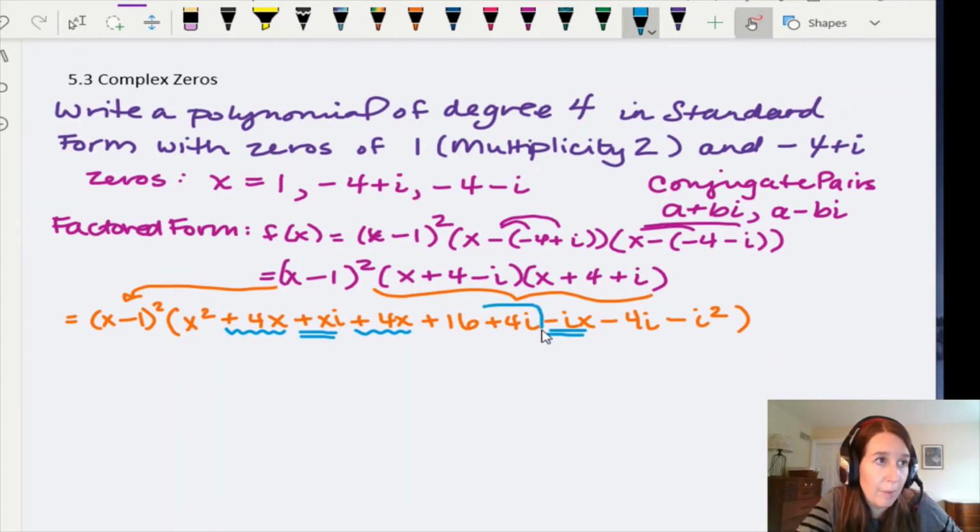I'm going to put a little box around that one. And we have a minus 4i, right? So you can hopefully see that some of these things are going to cancel out. And then we have this minus i squared.